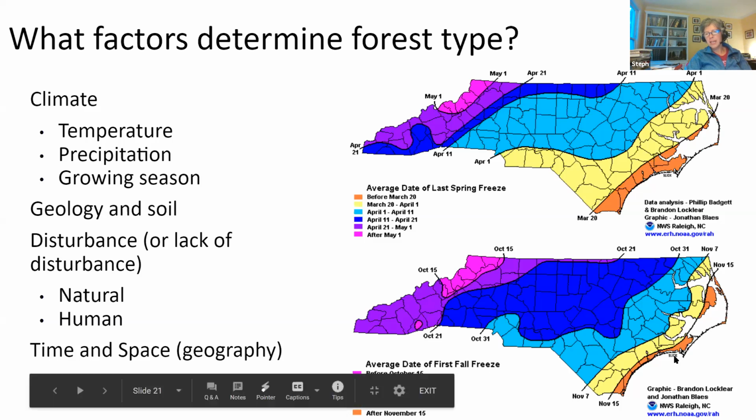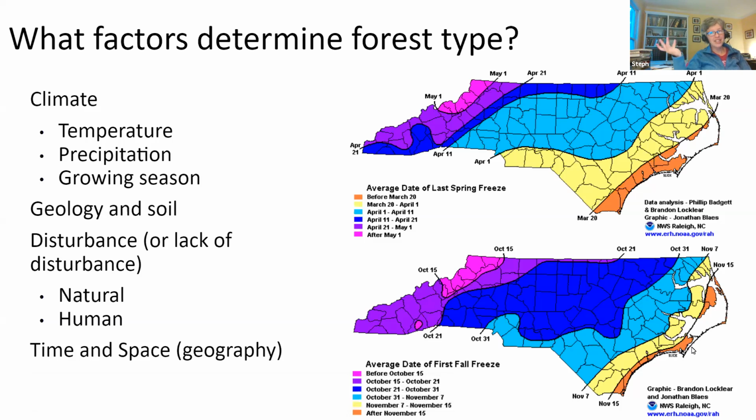And so for an example, in the Tidewater outer coastal plain area, if I'm in Carteret County, right, I can expect that my last spring freeze is before March 20th. And then my first freeze for frost is after November 15th. So it's a very long growing season. That changes the species that can grow there. So if you pick any one of these locations, you can see and determine the growing season.